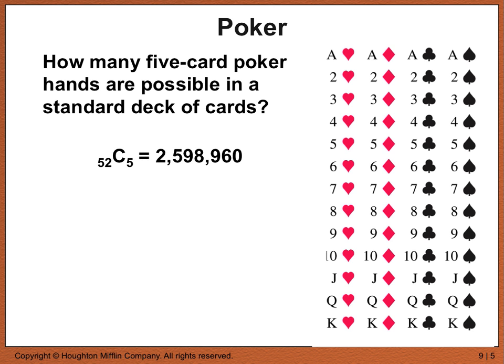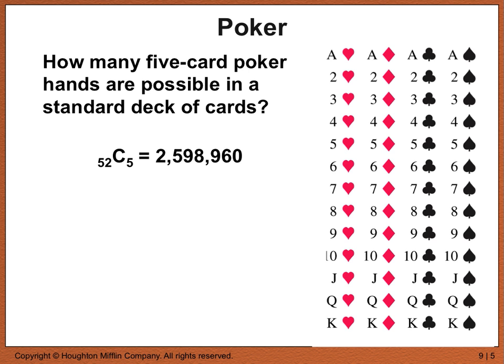Alright, you should have recognized that this was a combination problem. Why? Because the order of your hand doesn't matter. If you have an ace of hearts, a 2 of diamonds, a 3 of hearts, a 4 of diamonds, and a 5 of clubs, that's the same as having a 5 of clubs, a 3 of hearts, a 4 of diamonds, a 2 of diamonds, and an ace of hearts. What matters in poker is just the 5 cards that you have. You can arrange them in any order you want in your hand, and the value of the hand remains the same.